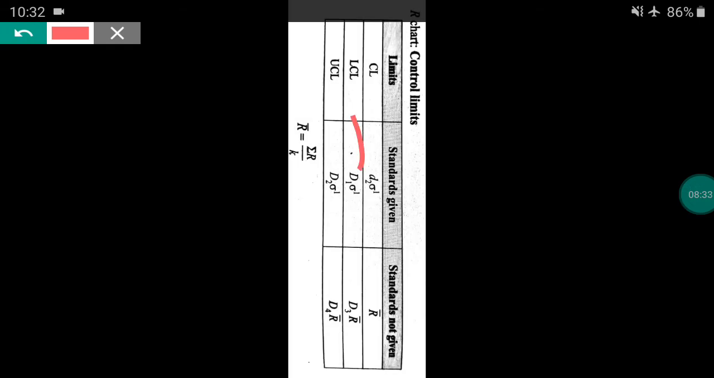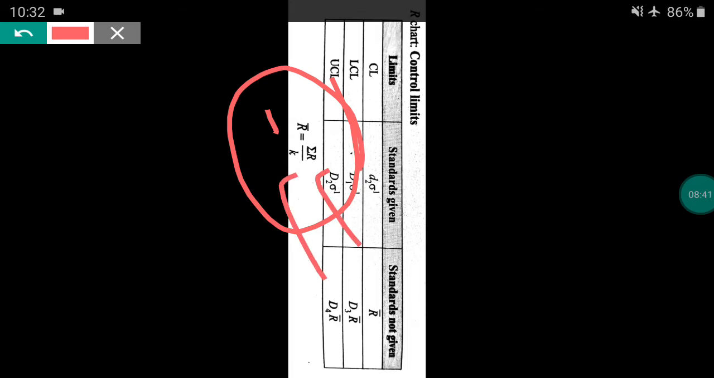How to find the R bar? See here, R bar equal to summation R divided by K, the number of samples. Okay, this is the formula of a range chart.